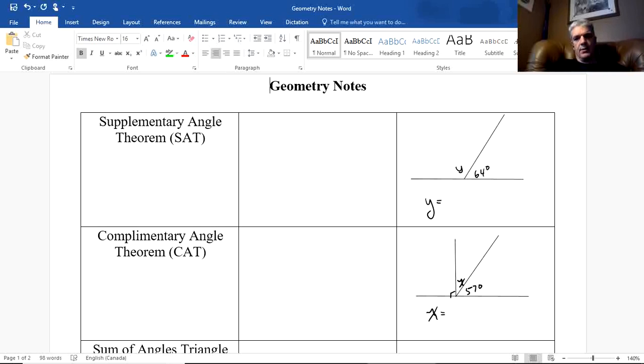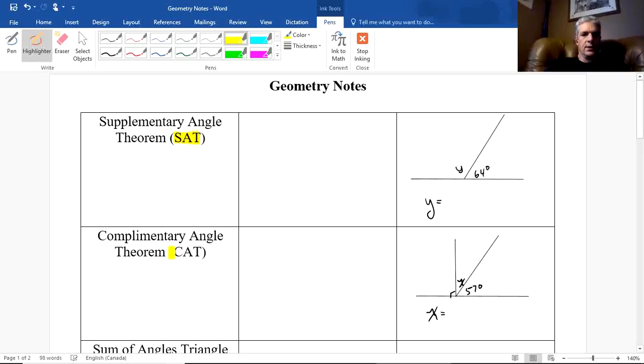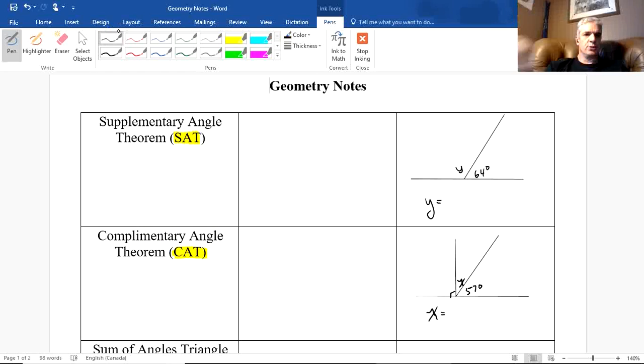And theorems are sort of like concepts or ideas that exist in geometry that you should be quite familiar with, okay? And a number of these will not be that difficult. The biggest challenge sometimes is just remembering the acronym that goes with them. And when I mean acronym, I mean these little things like SAT, Supplementary Angle Theorem, CAT, Complementary Angle Theorem, and knowing which one applies in which situation, okay?